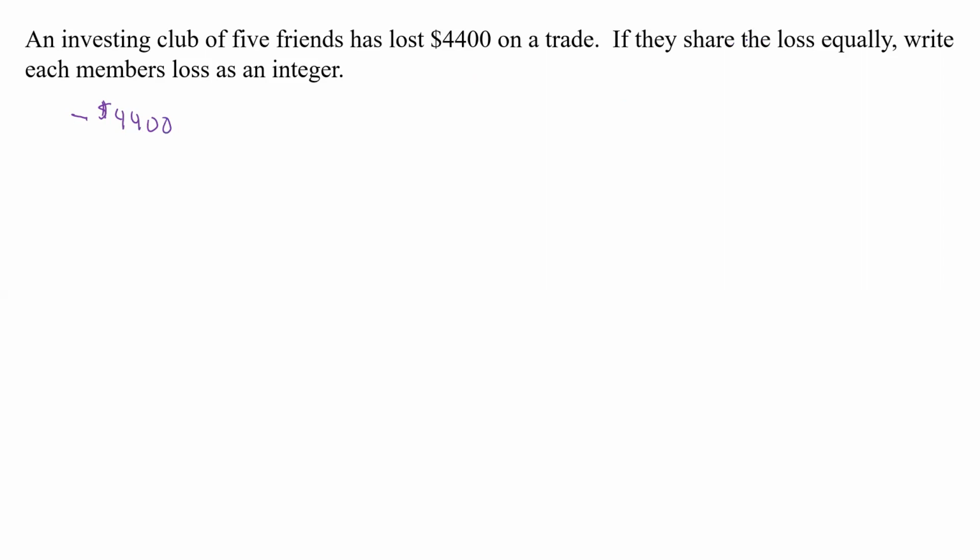Now they want to share the loss equally between each member. Well, there was 5 of them, so we're going to take basically a negative 4,400 divided by 5 to get the loss shared equally. Well, what do we know about that? That's going to be a negative divided by a positive, so I'm going to have a negative. And because I know my units, I better put the units back in here as well. And now I just have to take 5 into 4,400 to get my answer.